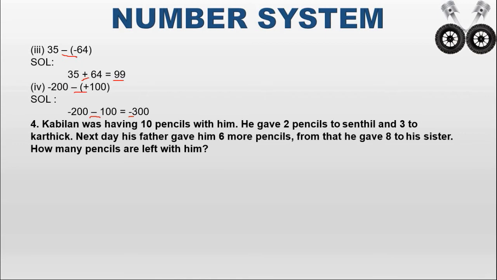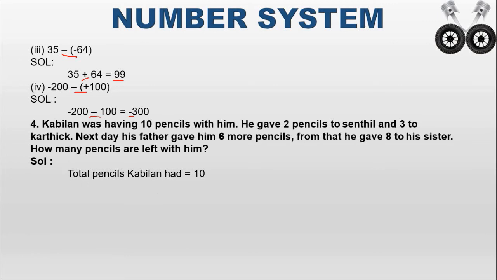You have to add the pencil with the 6. Then from that he gave 8 to his sister. So that means the pencil is reduced again, so you have to subtract minus 8. Then you will find the answer, that is the pencil left with Karthik.